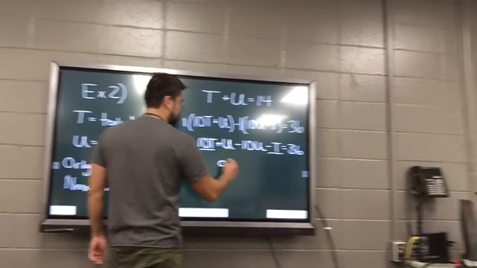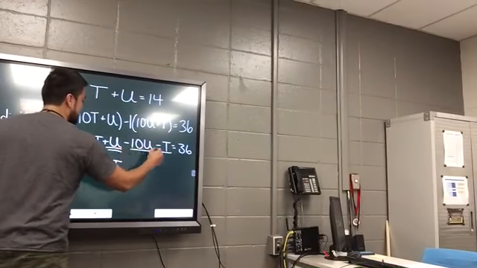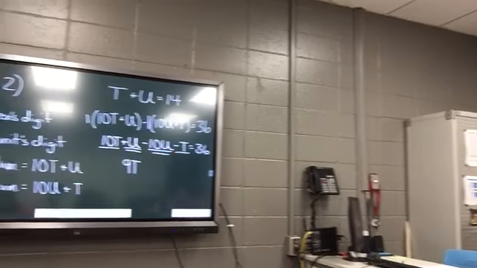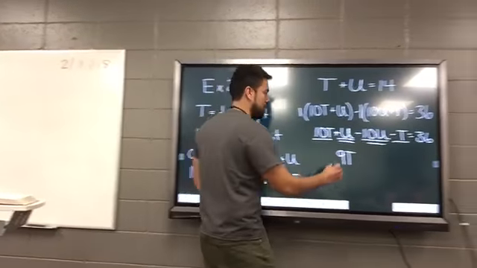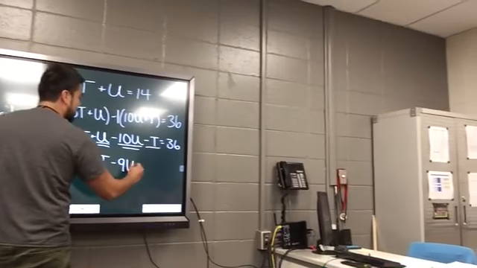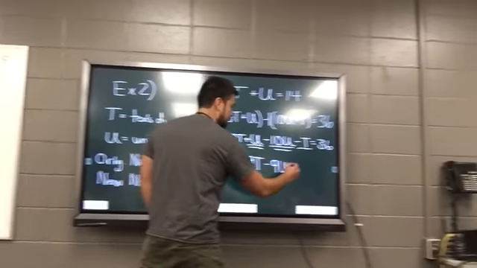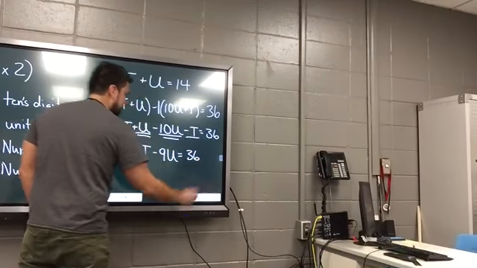9t. And then you guys see that these two are like terms. What's u minus 10u? Negative 9u. And what does that equal? 36.